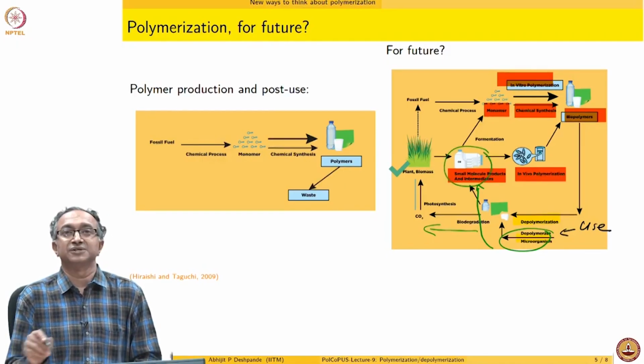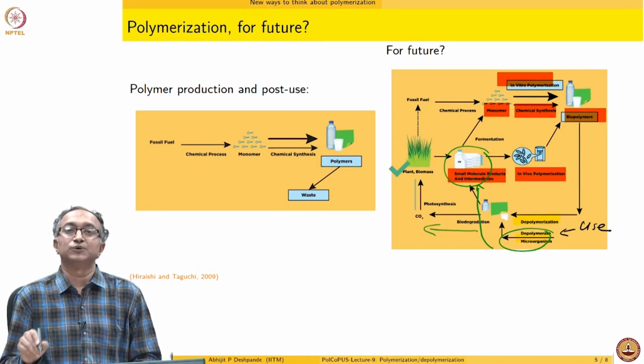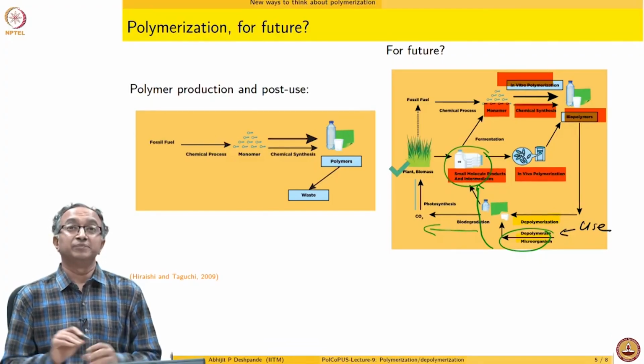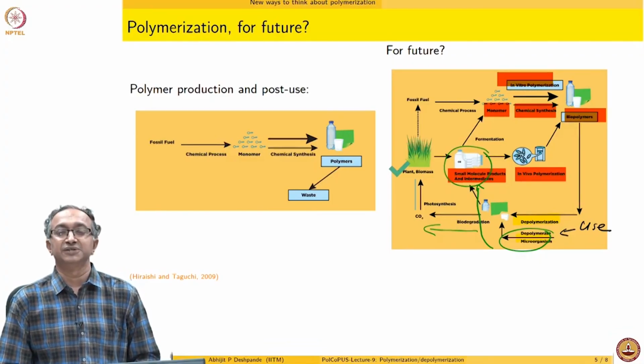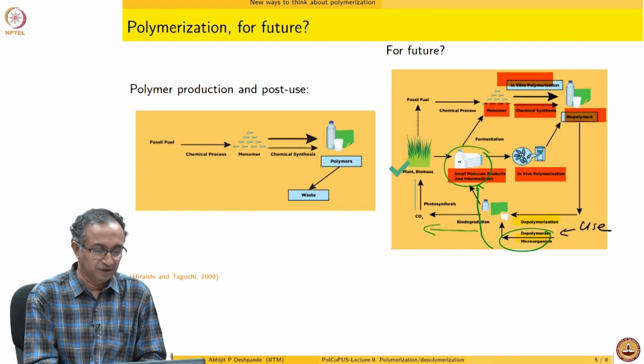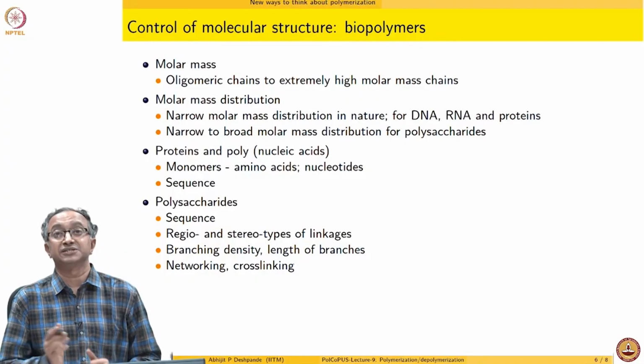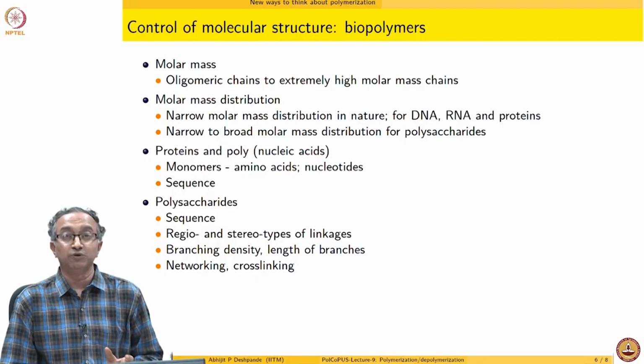So you can see that now this is a cyclic process where from raw materials to post use, we have closed the cycle. So can we think of many of the polymeric systems that we are using as belonging to such a cyclic process? And that's the challenge that we have in terms of sustainable polymers.